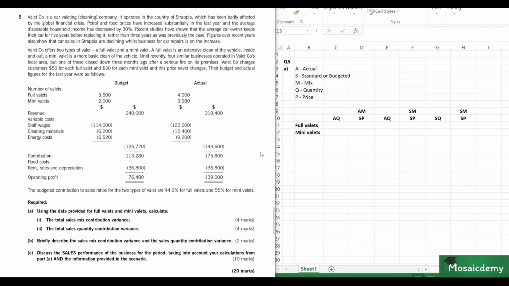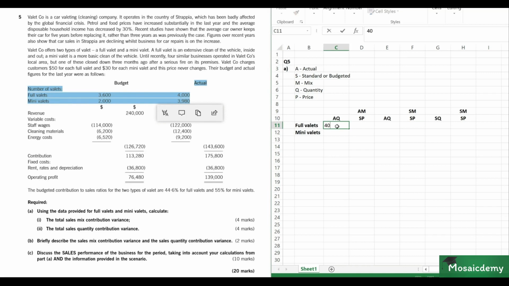Okay. Now, first the actual quantity as per the actual mix. This can always be taken simply from the question directly. So we have our actual numbers here. So actual quantity for full valets was 4,000 units, and for mini valets is 3,980.